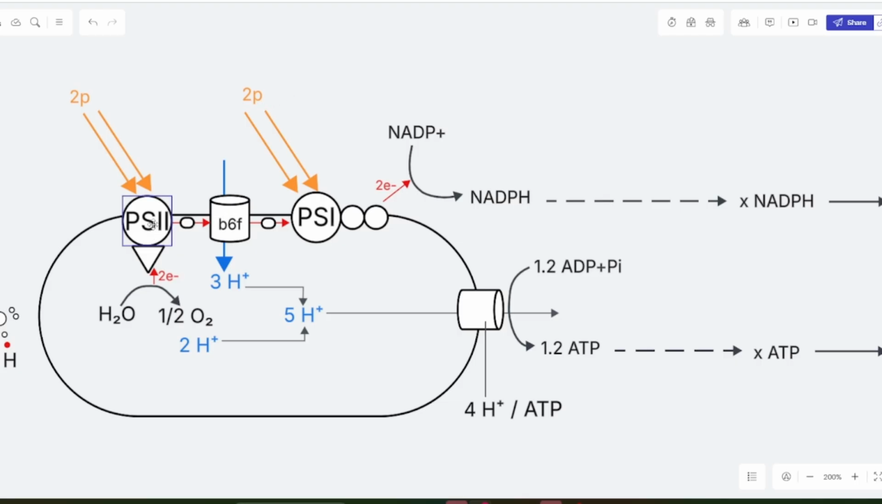And by the way, why do they call it photosystem 2 and photosystem 1 in this order? I think it's because photosystem 1 was actually discovered first and photosystem 2 was discovered second. So even though it comes before, the naming is unexpected.